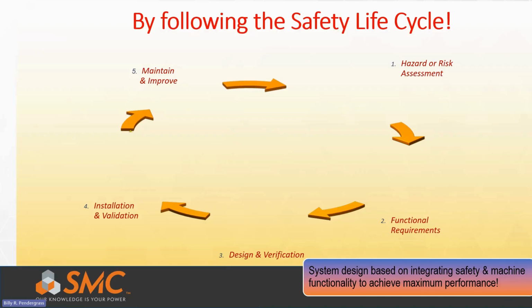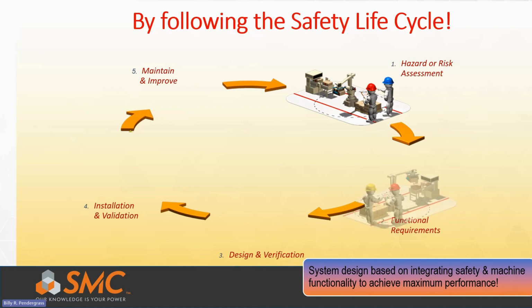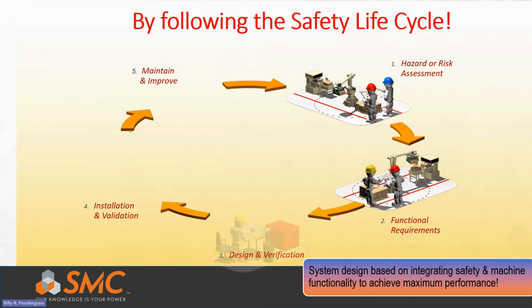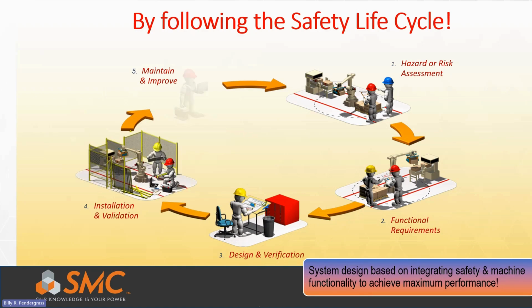SMC works to solve the typical safety problems encountered in manufacturing settings by designing solutions that integrate safety and machine functionality. Our process follows the safety lifecycle approach, which begins with the identification of risks or hazards. The safety lifecycle approach then takes you through the identification of system requirements, the design, installation, and validation of the safety system and then the maintenance of the system.